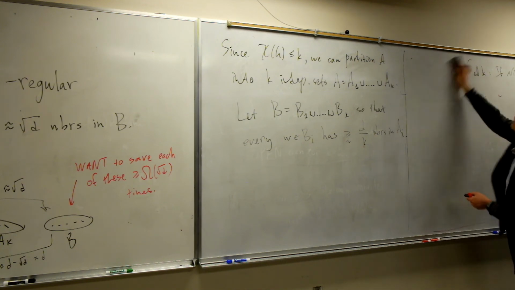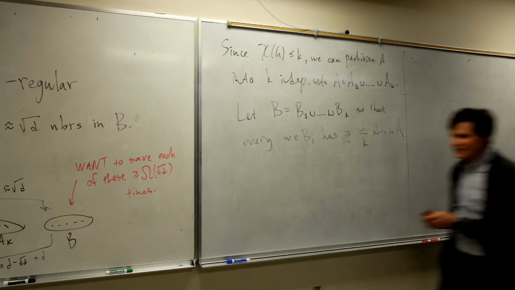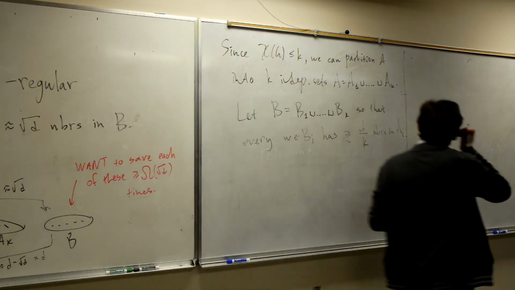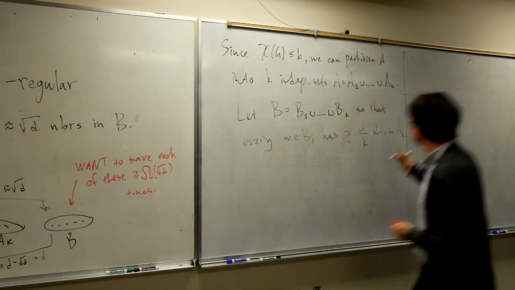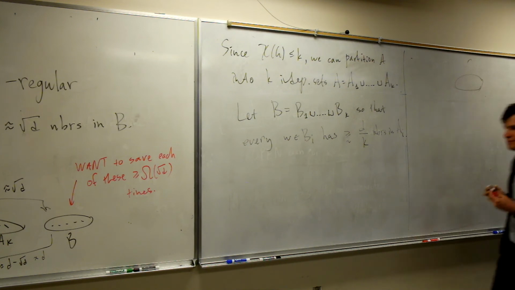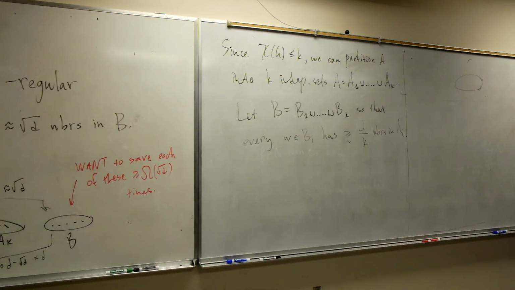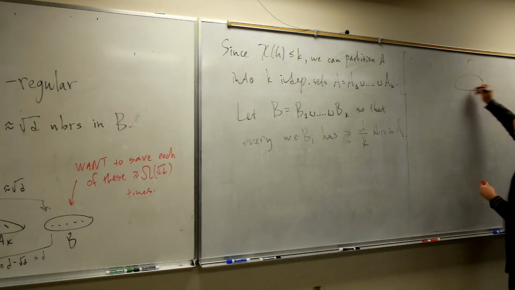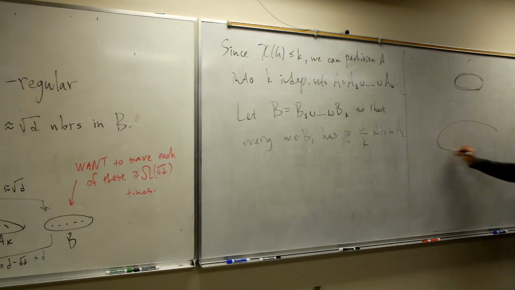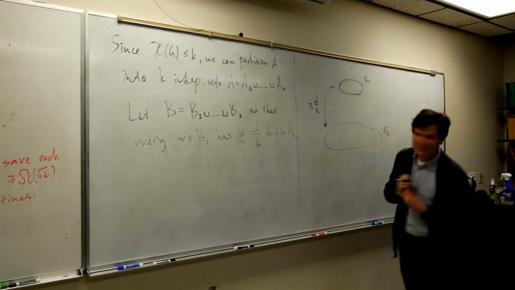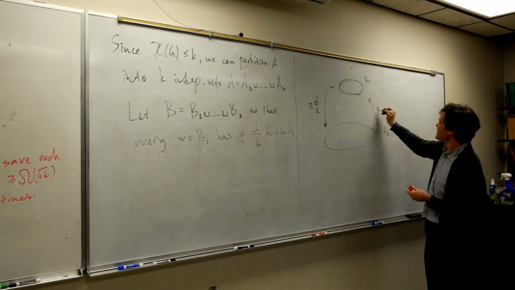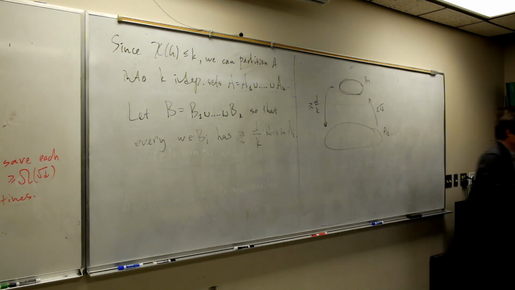Let me draw some pictures. Let's zoom in on B1 and A1. I want to draw them this way. How many neighbors do people have in these sets? Everybody here has, as we decided by construction, something like D over K neighbors here, whereas everybody here has still something like root D neighbors there, maybe even less.